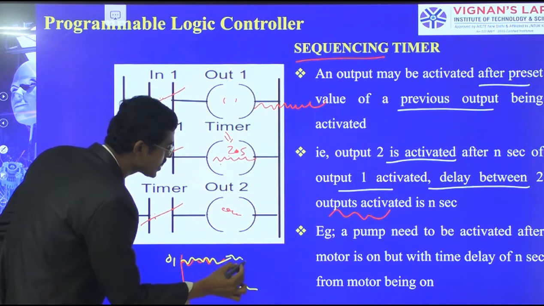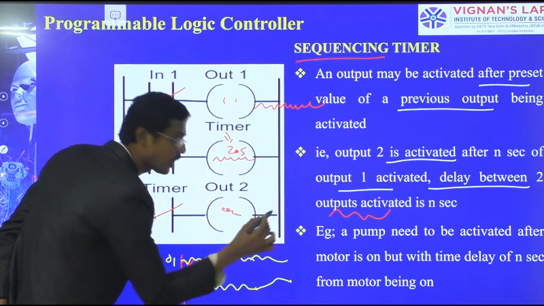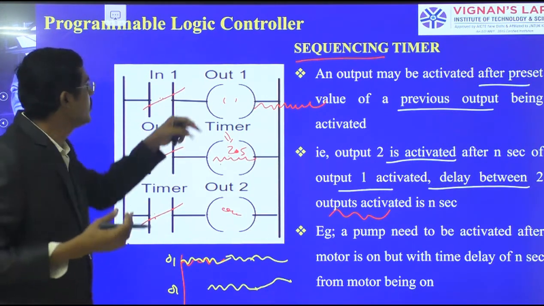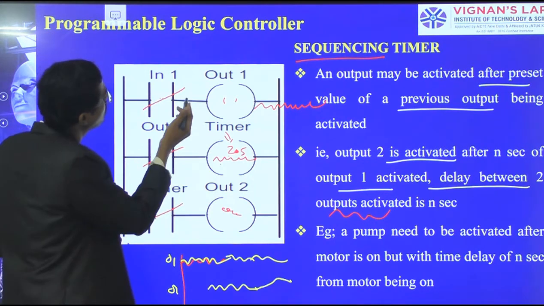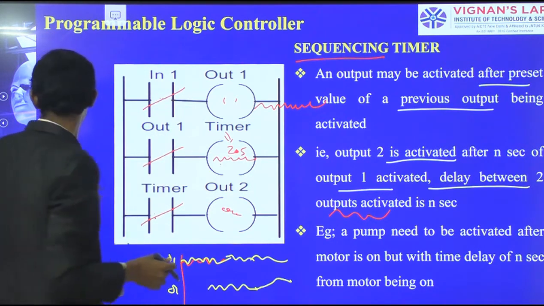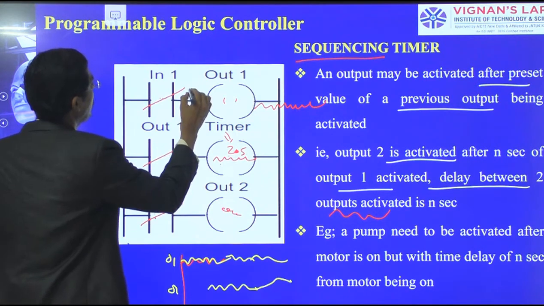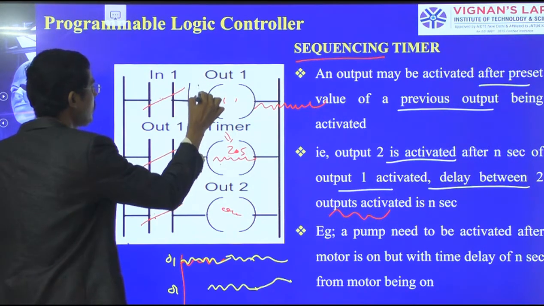But we have not disconnected. This is also running. This is also running. Now I want to disconnect this output 1. What I can do is make one more contact at this point, in such a way. You see, in such a way I am creating one more contact here.